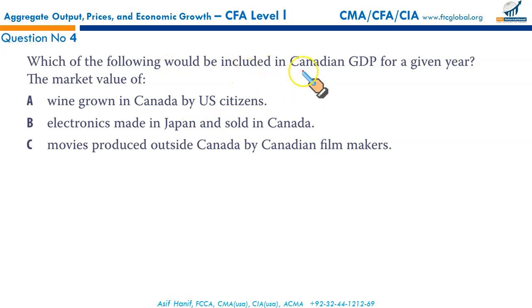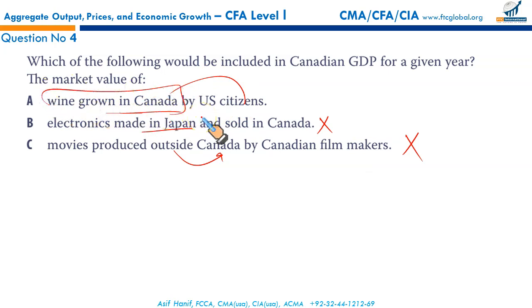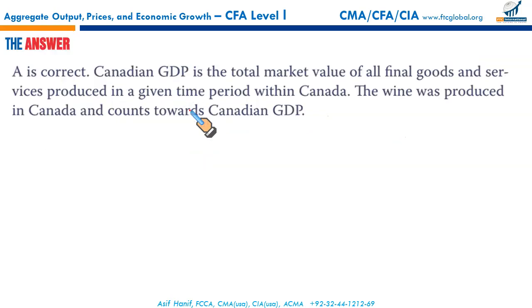Which of the following would be included in Canadian GDP for a given year? In the reverse order, movies produced outside Canada. Since they are produced outside Canada, they cannot be included in Canadian GDP. Electronics made in Japan, sold in Canada. Since they have been produced in Japan, it can't be included in Canadian GDP. Yes, wine grown in Canada by US citizens. Since it is grown within Canada, this will be included in Canadian GDP, remember. Since the wine was produced in Canada, it should be included towards Canadian GDP computation. A.